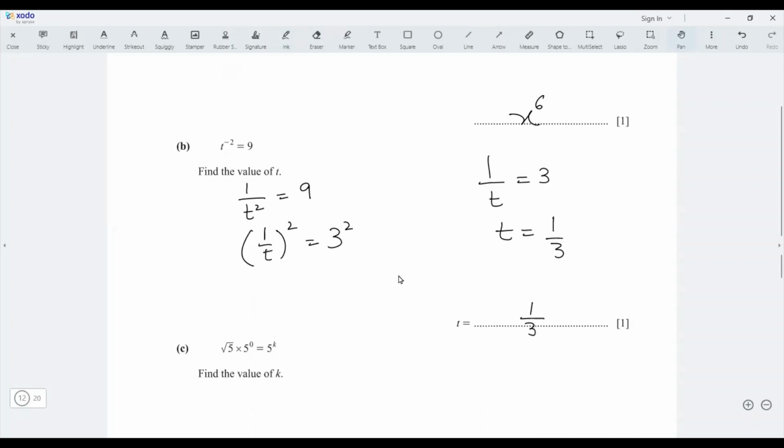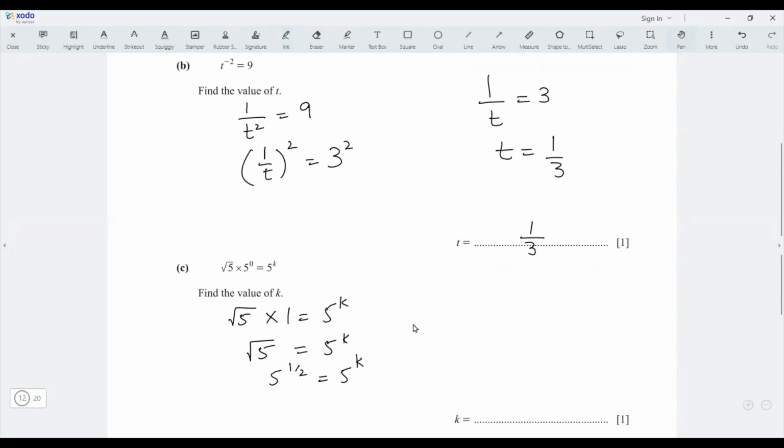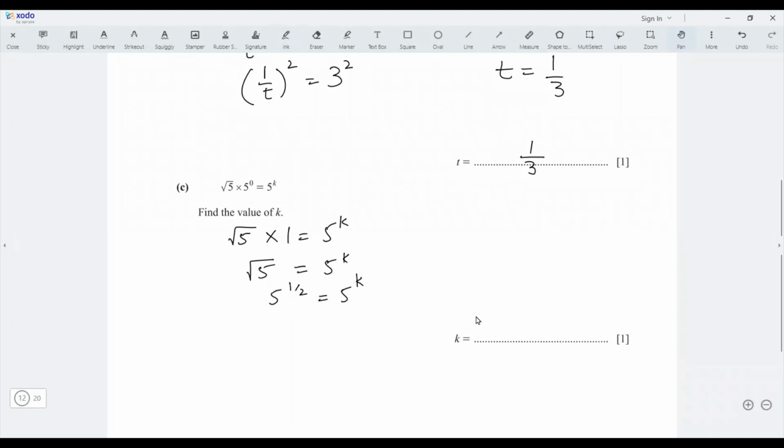Moving ahead to the next part, any number raised to the power of 0 is 1. So square root 5 times 1 equals 5 raised to power k. Any number multiplied by 1 gives the same result, so square root 5 equals 5 raised to power k. What is square root? Square root is basically power 1 by 2. So if the bases are the same and the variable is in the power, we can make the powers equal. So k must equal 1 over 2. I hope you understand. So moving quickly to the next part.